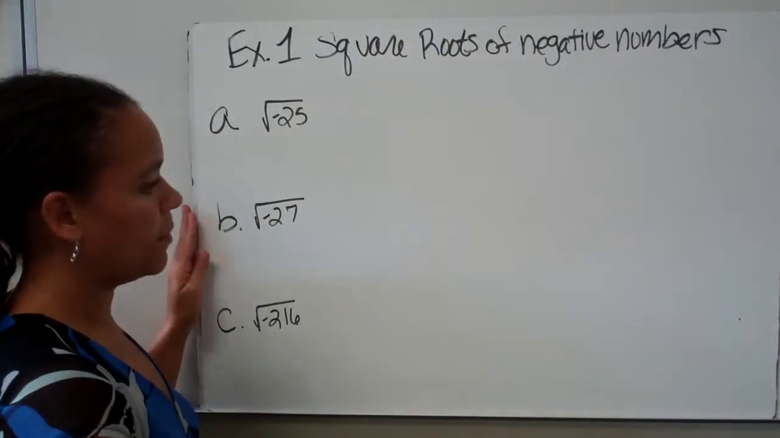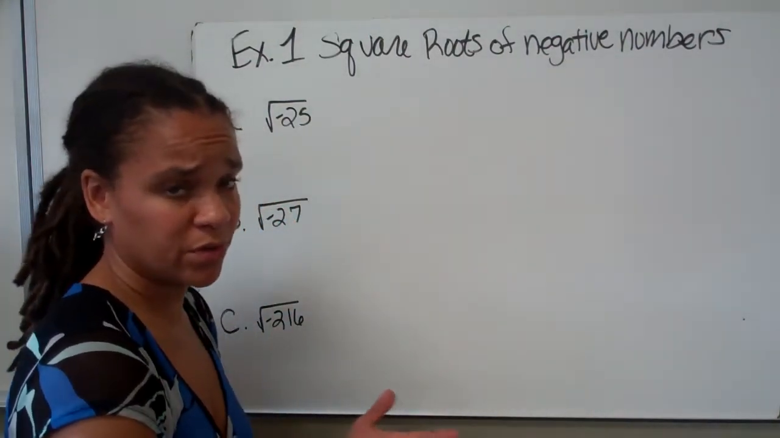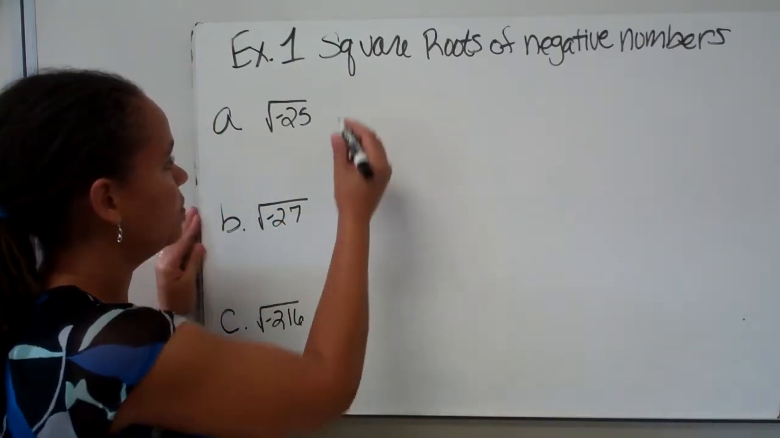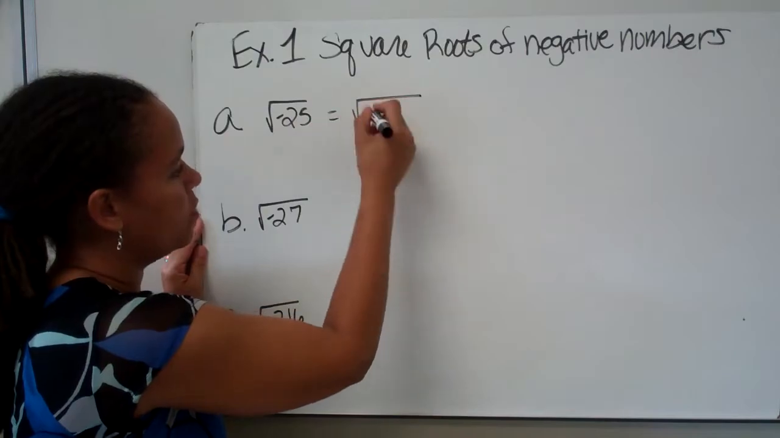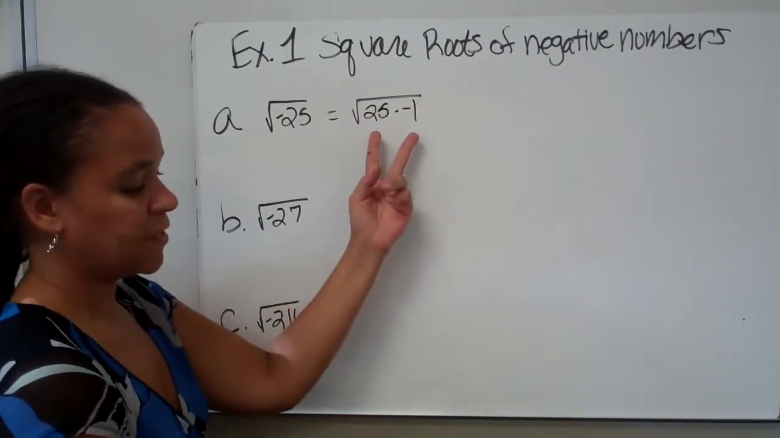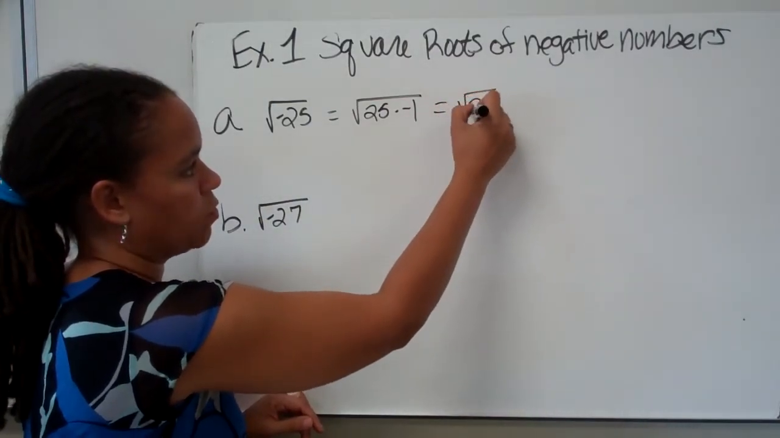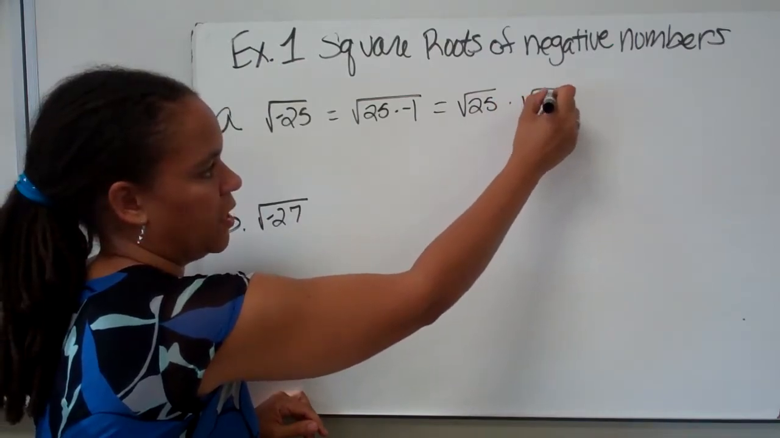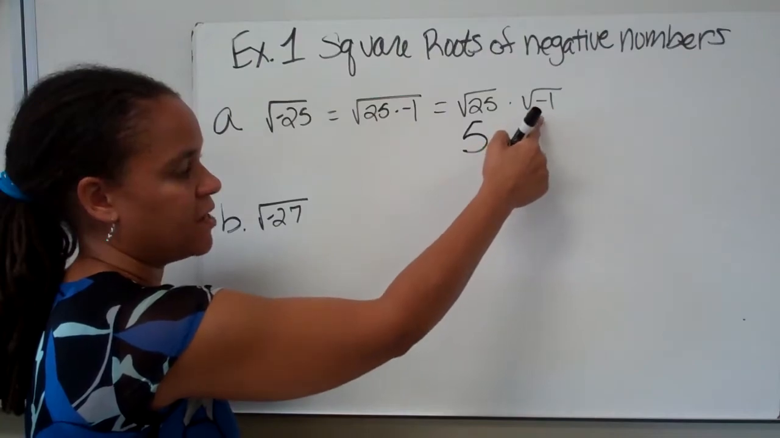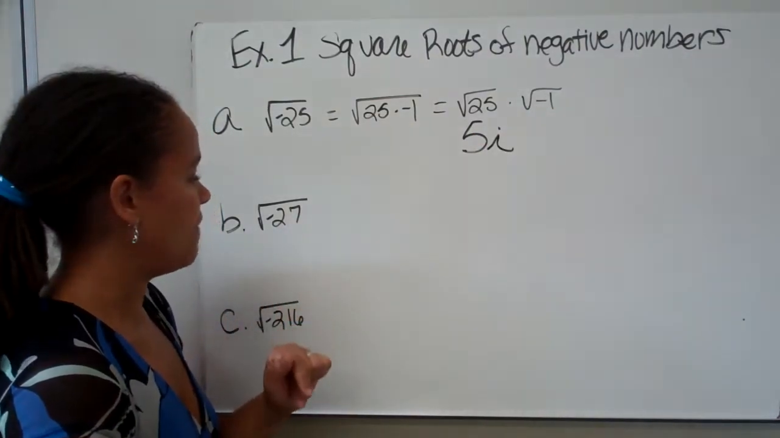Square roots of negative numbers. So as we mentioned, you can't take the square root of -25 and get a real number. So the square root of -25 breaks down to the square root of 25 times -1. That's really what's happening there. Well, that means it's the square root of 25 times the square root of -1. Square root of 25, of course, is just 5. Square root of -1 is i. So your answer here would just be 5i.